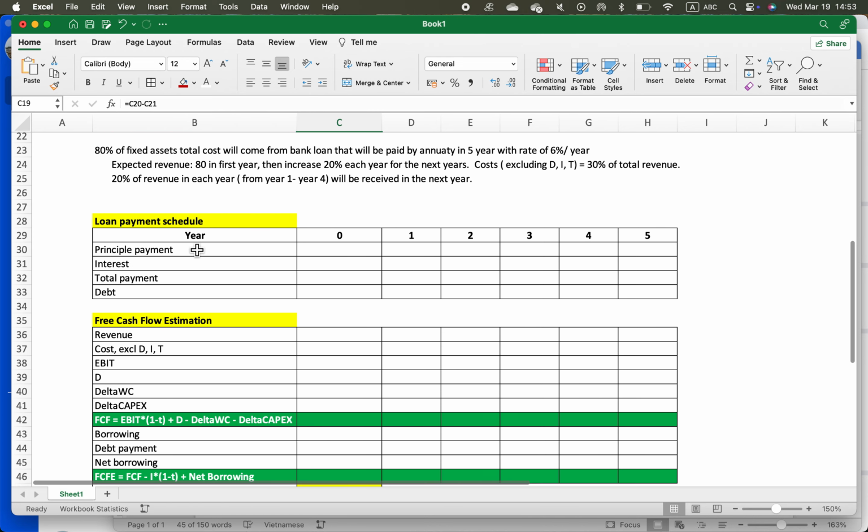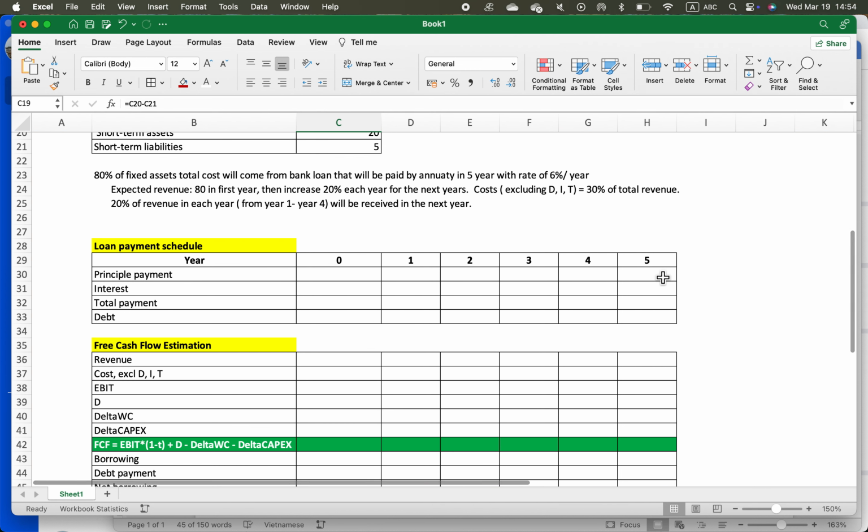Now we come to the loan payment schedule. You learn this when you learn about time value of money. This is an application of time value of money. You should know how to make a loan payment schedule. In the loan payment schedule, you should have principal payment, interest payment, total payment, and you should have debt. Okay, remaining debt. So this is the year.